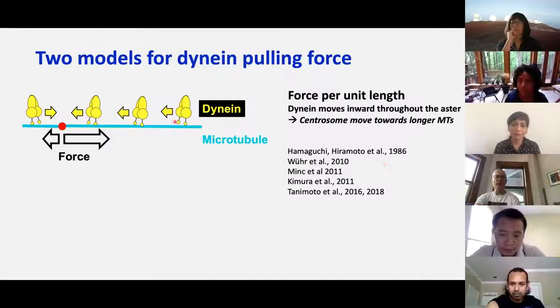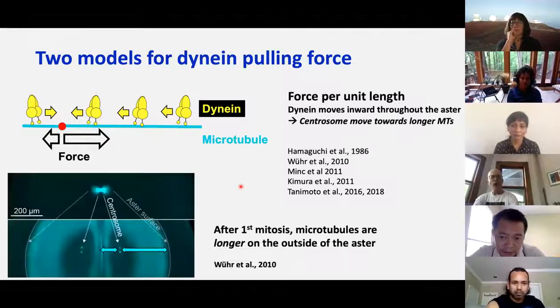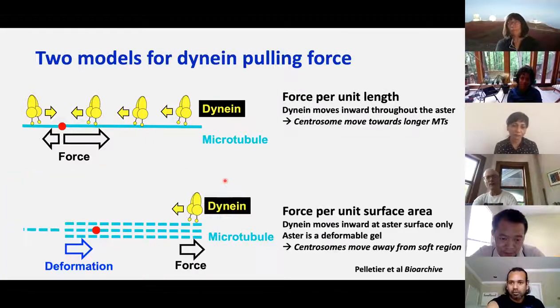The dynein moves all the way down the microtubules, and so the force scales with the microtubule length, and the chromosome moves towards longer microtubules. And I think you can see how in a closed system this would lead to a centering force, which is why the field found that model so appealing, and almost everyone is proposing that kind of model. And in 2010, when we were looking at the centrosomes moving out for the first time, we proposed that because the microtubules are longer on this side than this side, that's why the centrosomes move in that direction. Although we didn't have direct evidence for that.